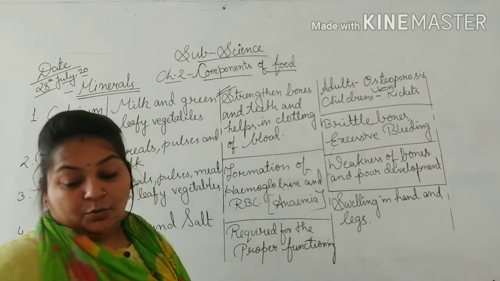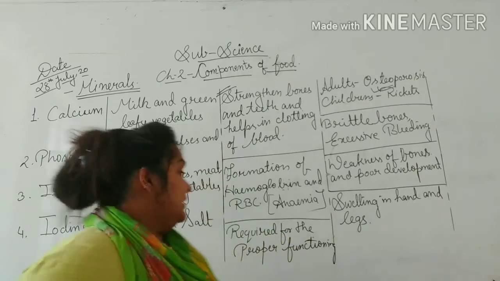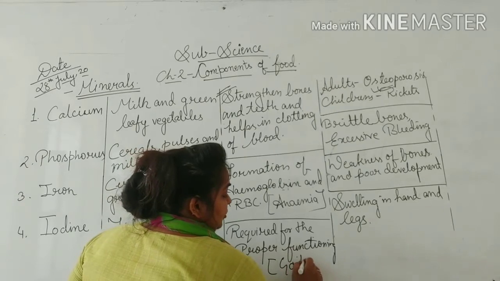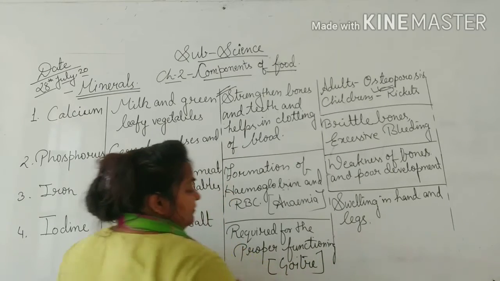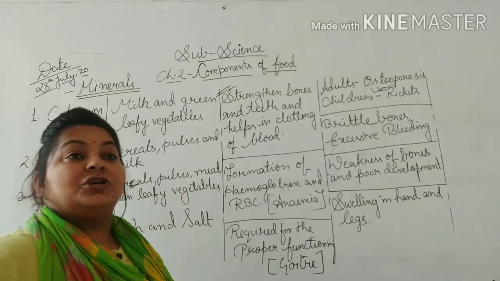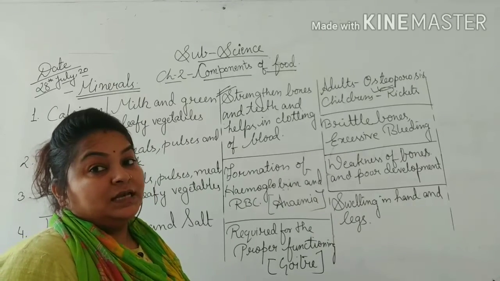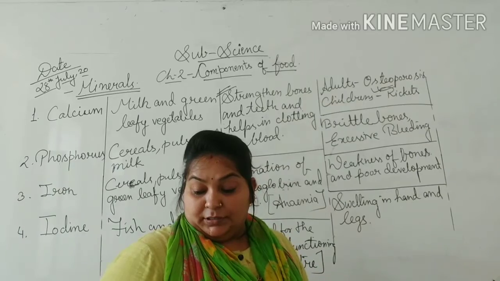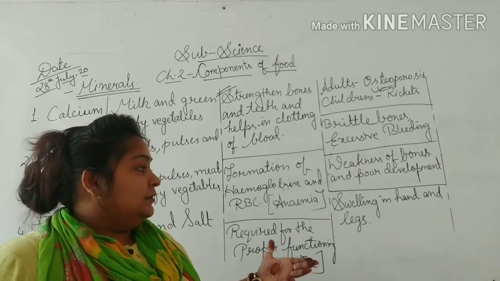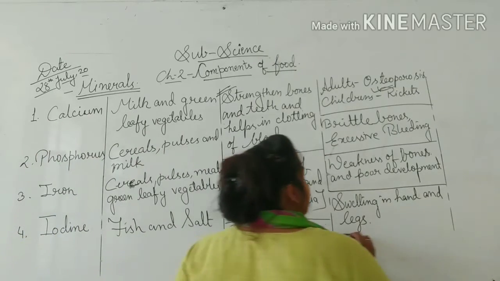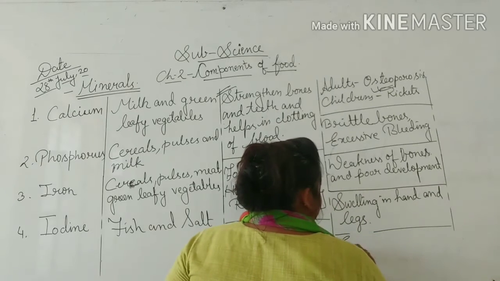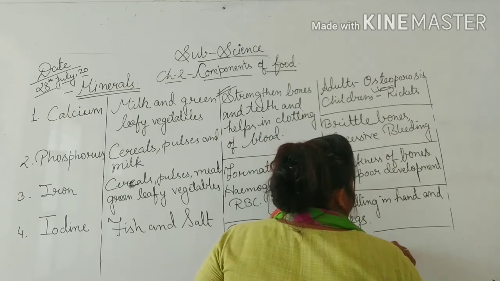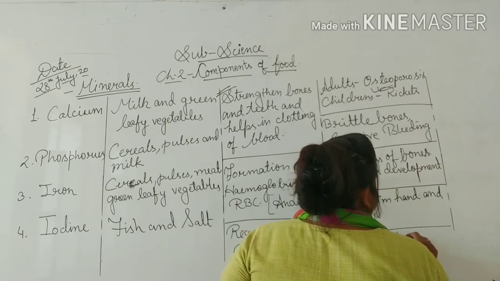Next, what is the disease caused by it? It's goiter. If you are suffering from deficiency of iodine, you get the problem of goiter. And what are the symptoms? Enlargement of thyroid gland.